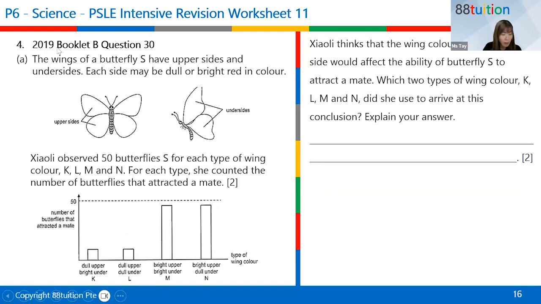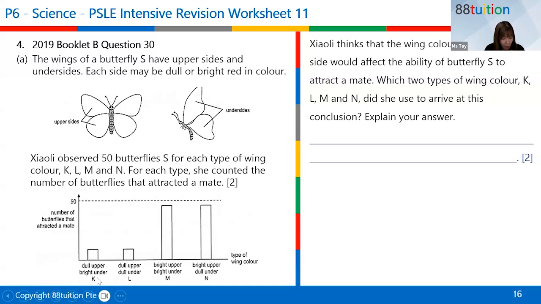Now, this is 2019 question 30. Okay, these are the wings of a butterfly having the upper side and undersides. So what's the meaning of upper side, underside? You can see clearly in the diagram. So each side can be dull or bright red in color. Sally observed 50 butterflies for each type of wing color. So the wing color is classified as K, L, M, N.